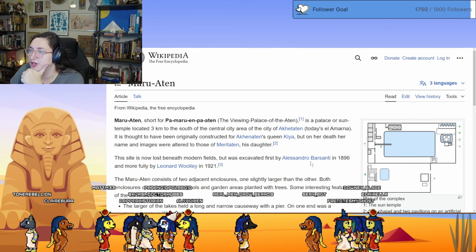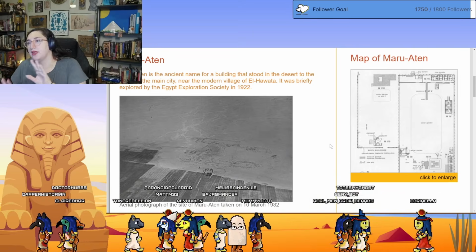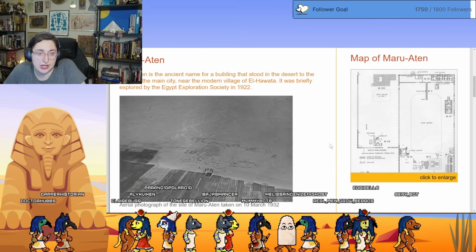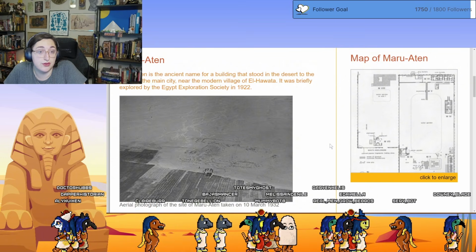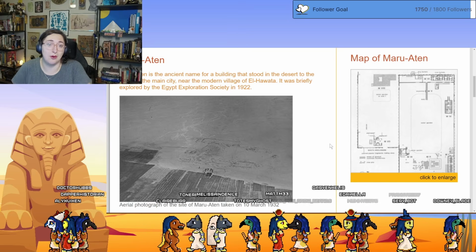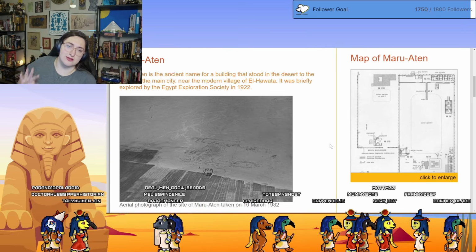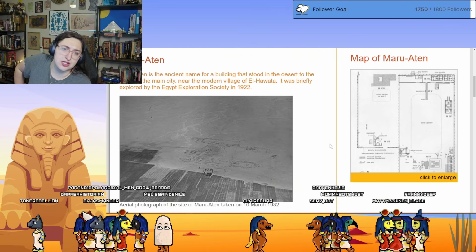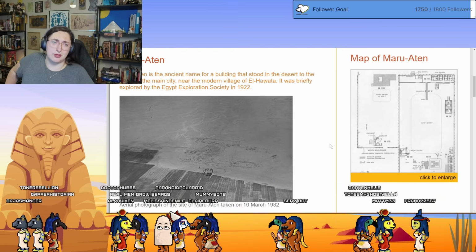Alright, so the last thing we're going to talk about today is the Maruaten. This is a very strange building. It has been fully excavated, and unfortunately, after it was fully excavated, it was completely built over. So unfortunately, we got what we got, which kind of sucks. I don't know if it's built over, but it is now under cultivation or something. It is inaccessible now.